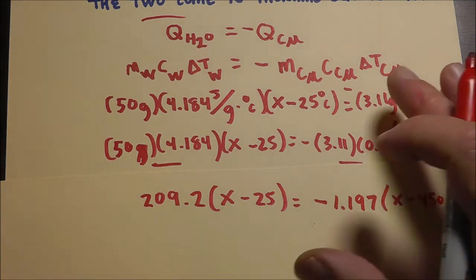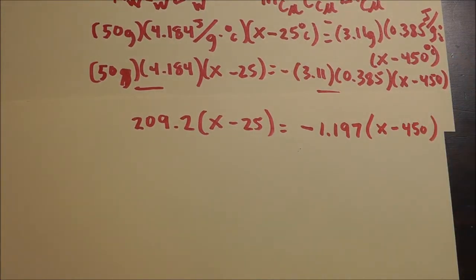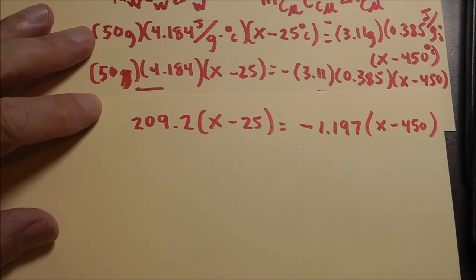Now what I'm going to do is I'm going to distribute. Now remember, the name of the game is solve for x, and x sure as hell better be in between 450 and 25, or else I jacked something up. Usually it's the negative sign, which is to blame. So here we go.